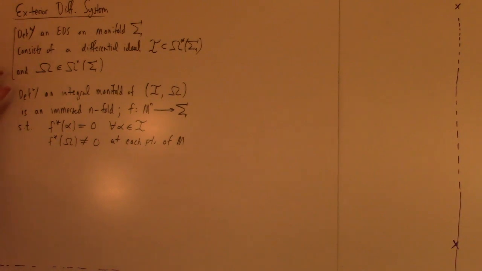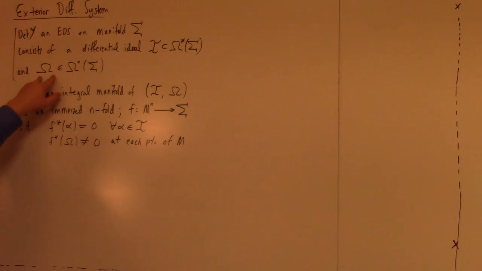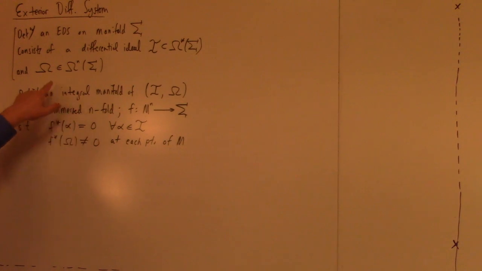An exterior differential system, though, is two things: a differential ideal and also an n-form. I'm talking about an exterior differential system on an n-dimensional manifold sigma, of course. And so this is actually an exterior differential system with independence condition. You can also talk about exterior differential systems without independence conditions. Not that I'm any expert. I read the book Cartan for Beginners, section 1.9. That's what I'm talking about.